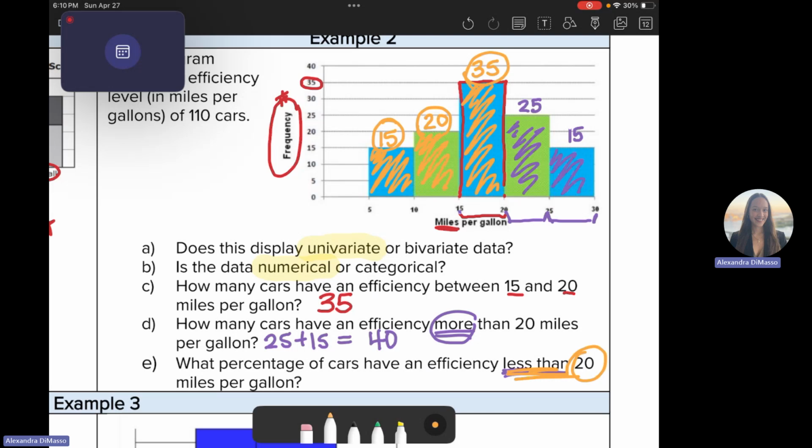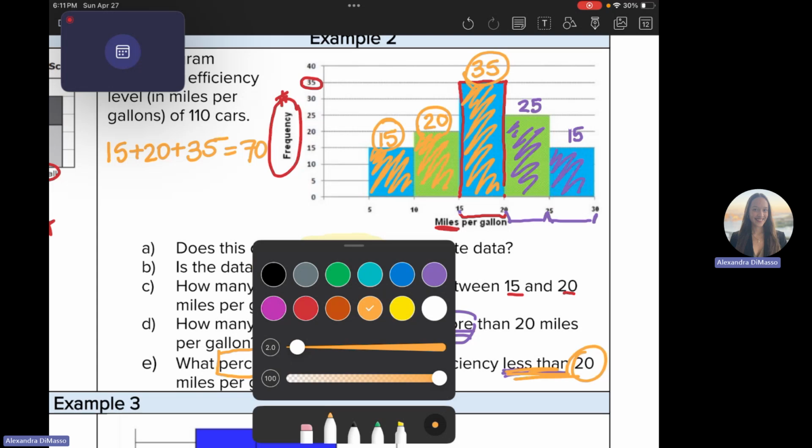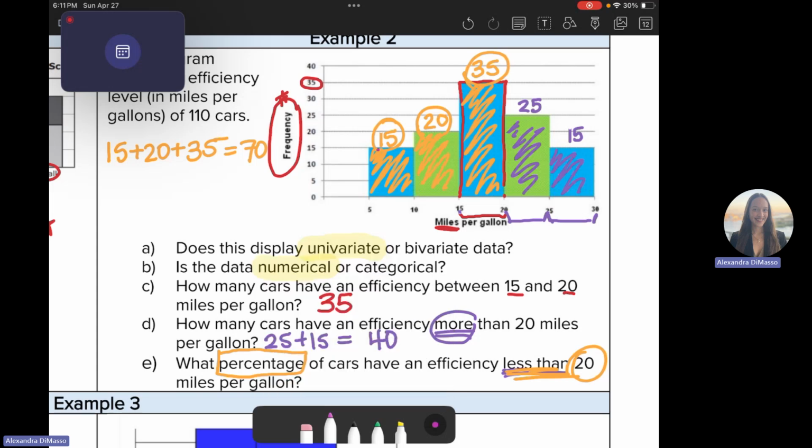But what's important here is that it's asking me for a percentage, right? It's not just asking me for the number, how many. It's asking me for a percentage. So I'm going to add up this 15, this 20, and this 35. I get a total of 70. That's my frequency. But to make it a percentage, I need to know out of how many there are in total. To get the total, I'd have to add all these orange frequencies and the purple frequencies together. So I'm going to add together 15, 20, 35, 25, and 15. And when I do that, I get 110.